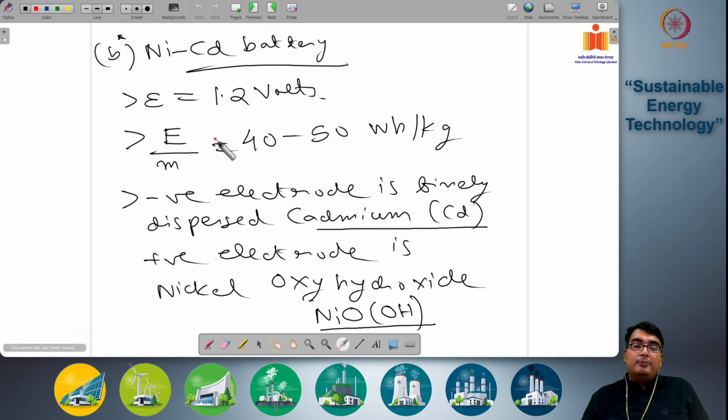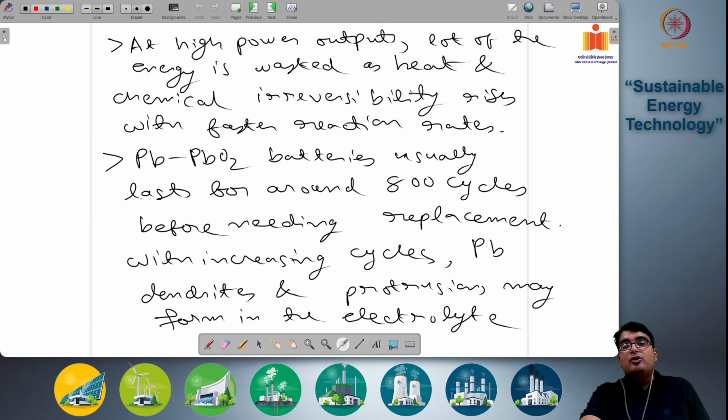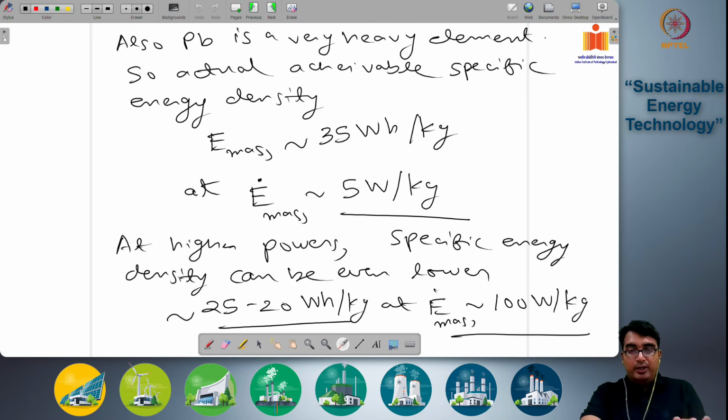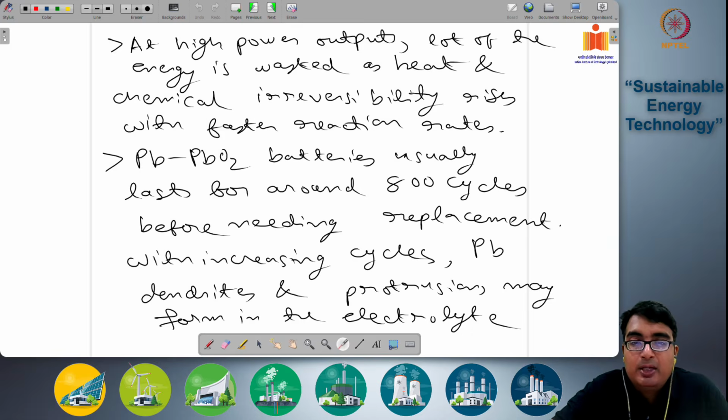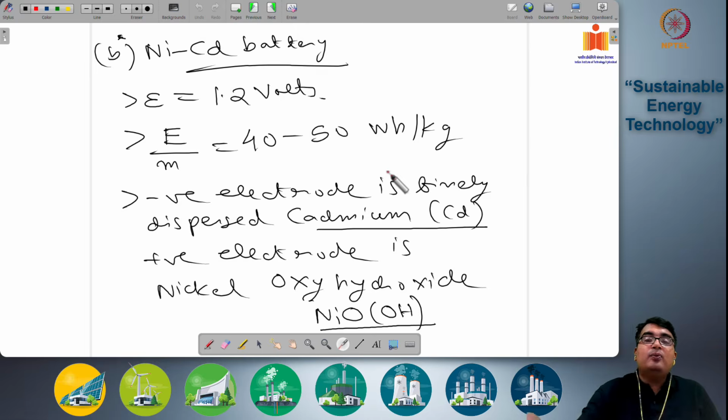The specific energy density is 40 to 50 watt hour per kg under practical conditions. So clearly its energy density is higher than that of a lead acid battery. You are getting 40 to 50 watt hour per kg of energy density. So you can get away with lighter batteries delivering the same amount of energy.